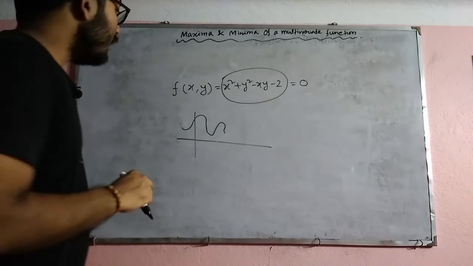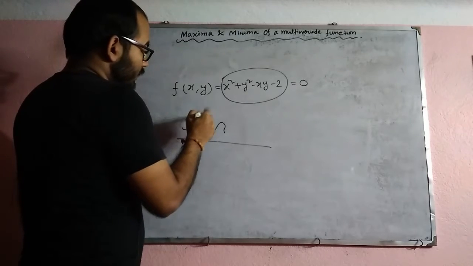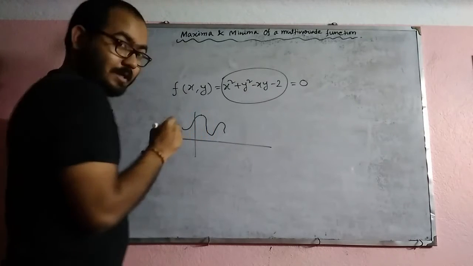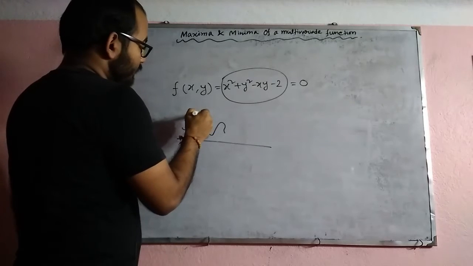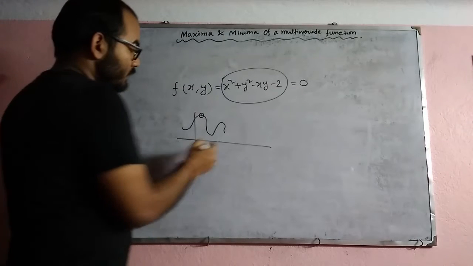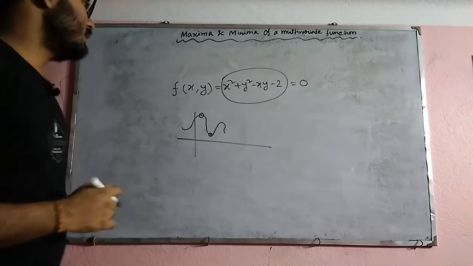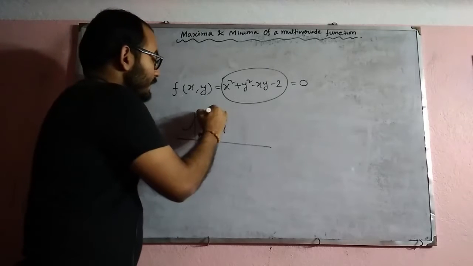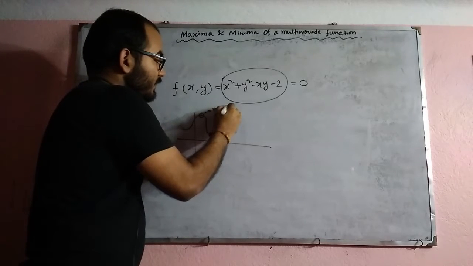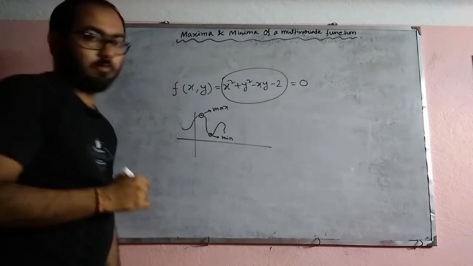See, we can clearly see that at this point and at this point the function has a max value and the function has a min value.